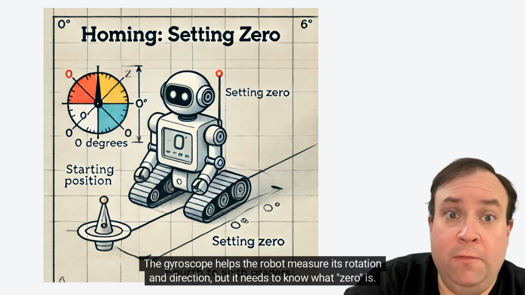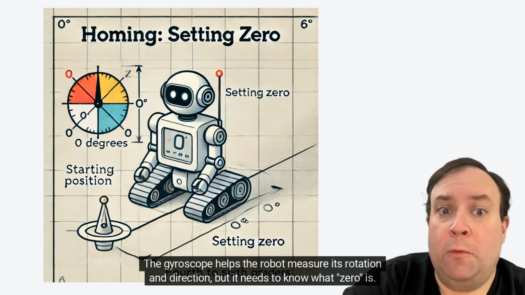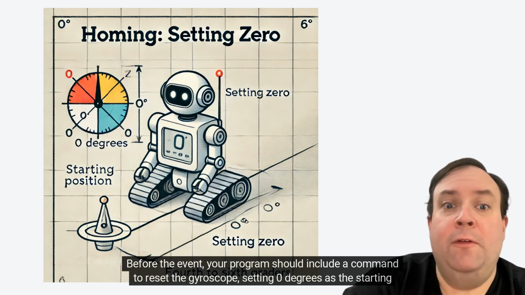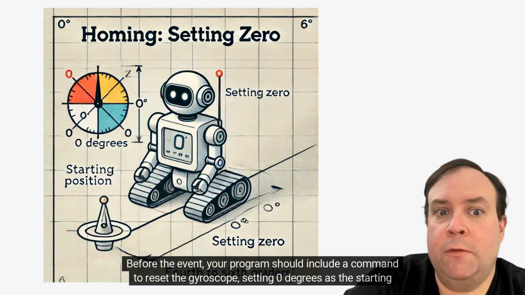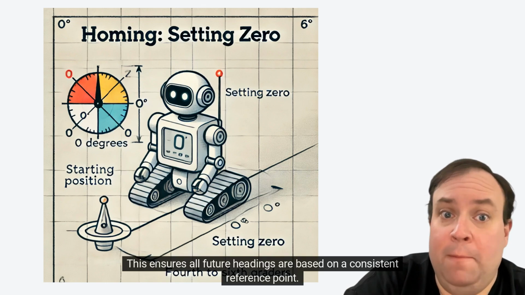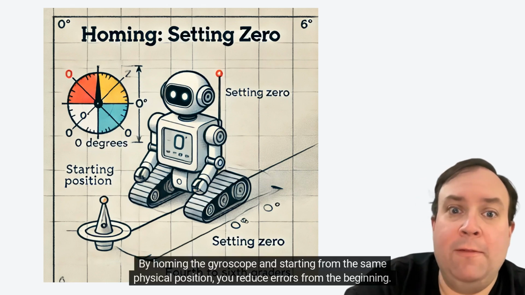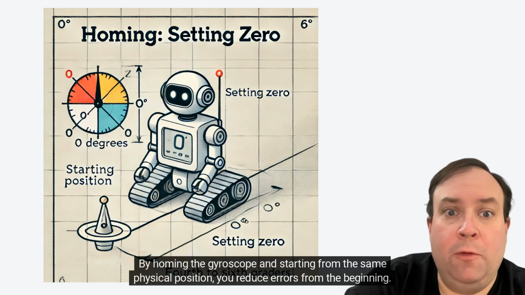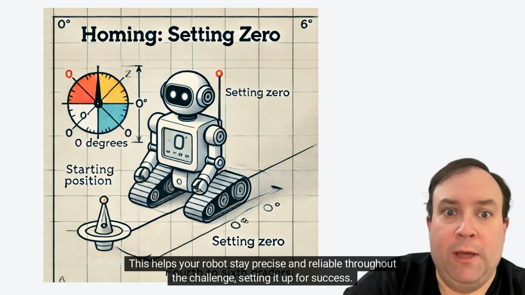The gyroscope helps the robot measure its rotation and direction, but it needs to know what 0 is. Before the event, your program should include a command to reset the gyroscope, setting 0 degrees as the starting direction. This ensures all future headings are based on a consistent reference point. By homing the gyroscope and starting from the same physical position, you reduce errors from the beginning. This helps your robot stay precise and reliable throughout the challenge, setting it up for success.